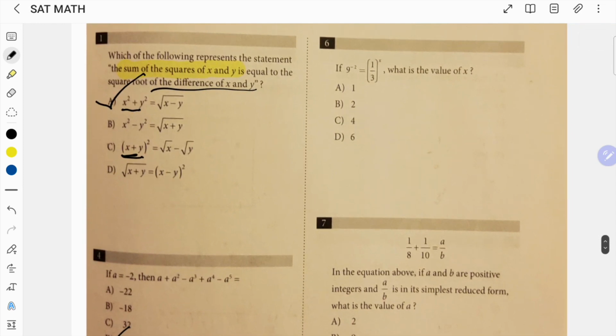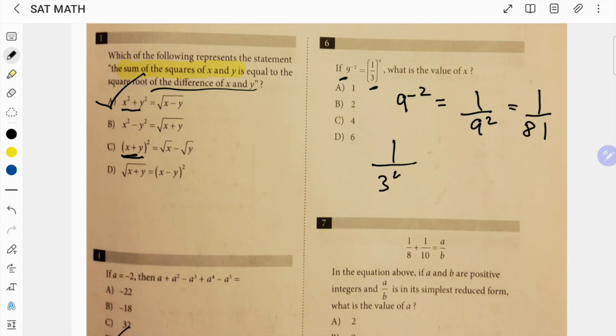Here we are given a question: if 9 to the power minus 2 equals 1 by 3 the whole raised to x, what is the value of x? Alright, instead of solving the RHS, let's solve the LHS, which is 9 to the power minus 2. So 9 to the power minus 2 equals 1 by 9 squared, and 1 by 9 squared is 1 divided by 81. Alright, so we know that 81 is equal to 3 to the power 4, and this can be written as 1 by 3 the whole raised to 4.